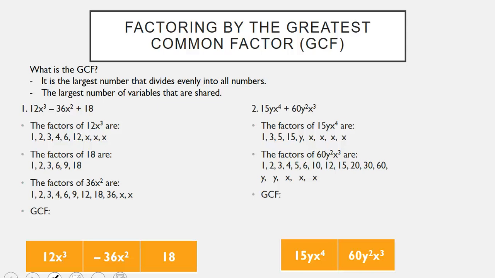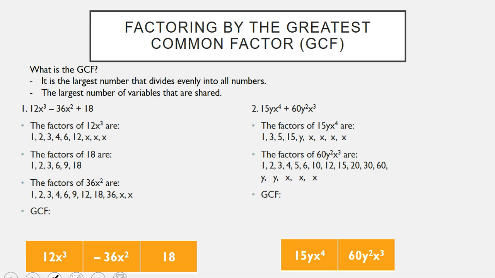Okay, so what we're going to do is start by factoring with the GCF, the greatest common factor. I listed all the factors for you of each term of this trinomial. So you've got the factors of 12x cubed, factors of 18, and then factors of 36x squared. So let's go ahead and find the GCF.